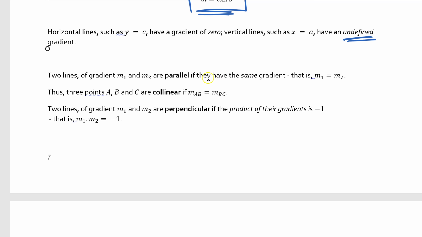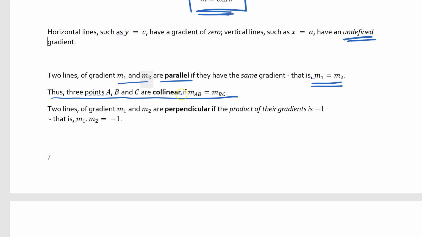Now our next points are way more important than the space they're given might have you believe. So the first point is that two lines are parallel if their gradients are the same. And of course when we stop and think about that, that makes absolute sense.